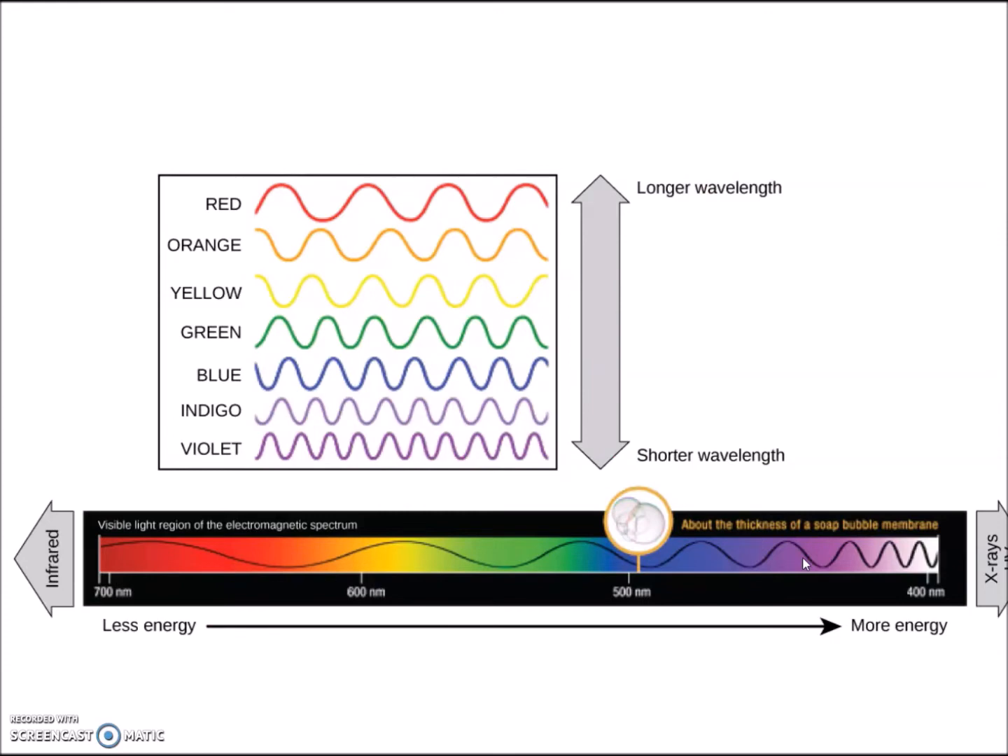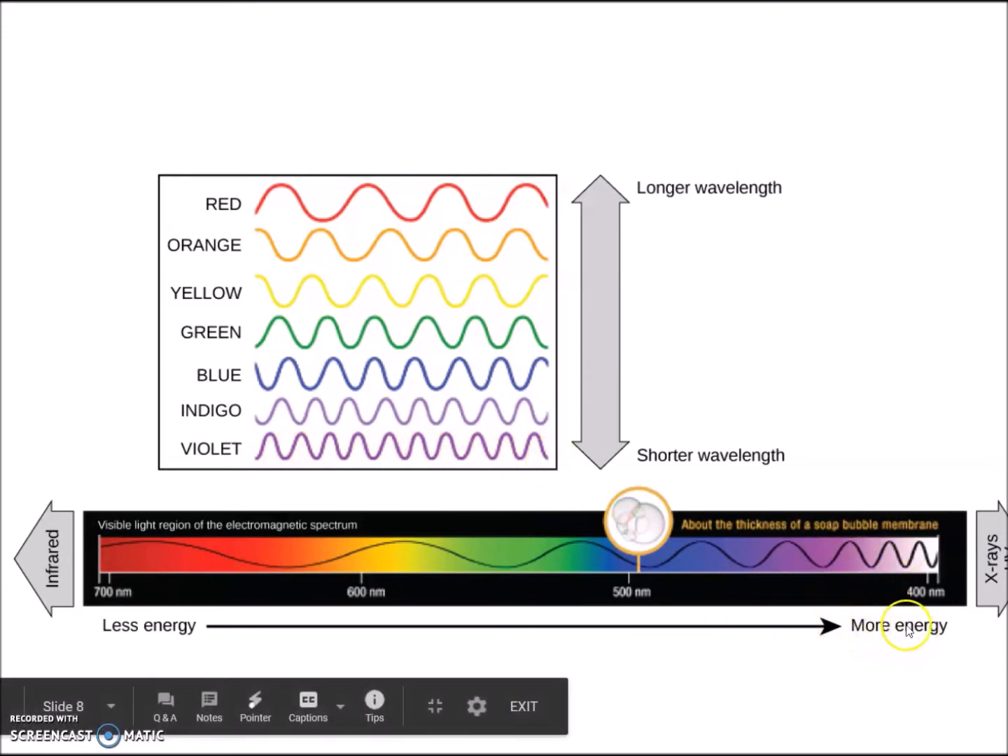If we take a look just at the visible light, the small portion of the electromagnetic spectrum that we can perceive, there is again a range of wavelengths and therefore a range of energies. Starting with the longest wavelength that we can perceive, red light, and going all the way down the rainbow to violet or purple light, where there's a shorter wavelength and higher energy. So purple light has more energy than red light.